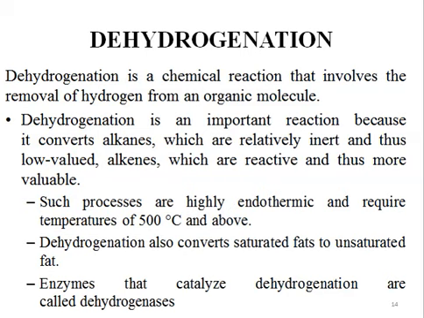So the dehydrogenation reaction is very important because by this reaction we can convert alkanes into alkenes, right? Alkanes are less reactive, they don't react at all, but alkenes are more reactive. So by that method we can convert alkanes into alkenes, which are more reactive and more useful. These processes are normally highly endothermic, meaning you have to give high temperatures of 500 or above.